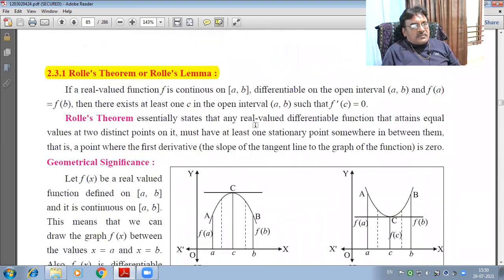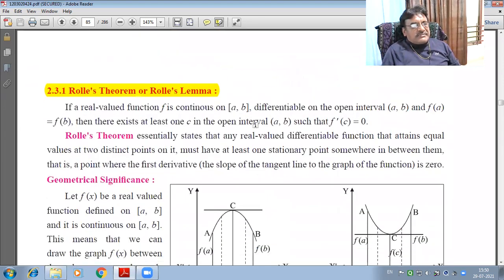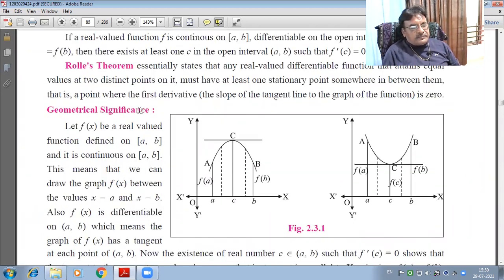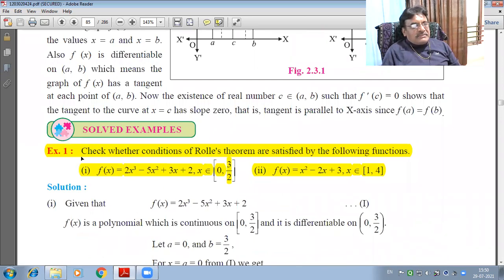Next, on page number 76, Rolle's theorem. Rolle's theorem is also deleted. Example 1, check whether the conditions of Rolle's theorem are satisfied by the following functions. In this example 1, subunit first and subunit second, both are deleted. That is, problem number first and problem number second are deleted.